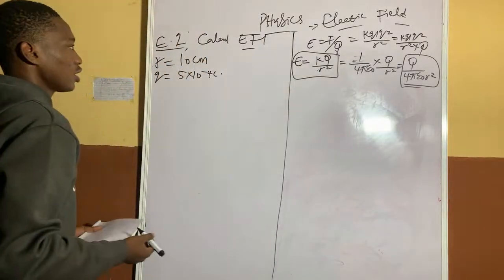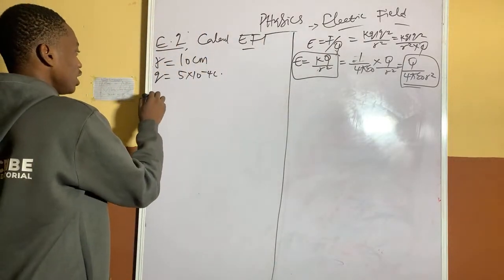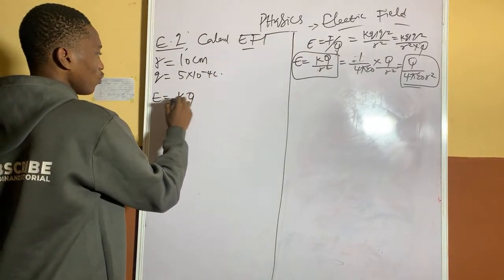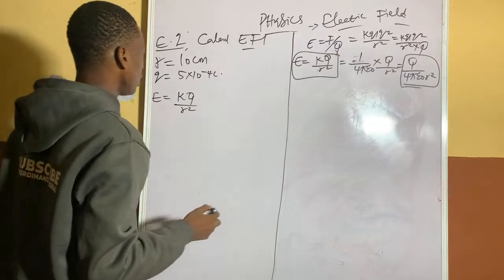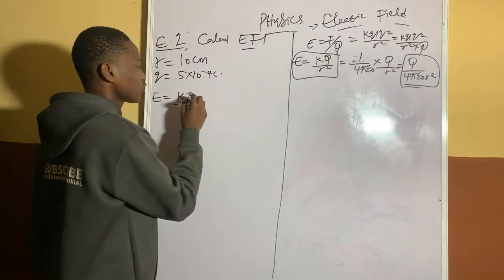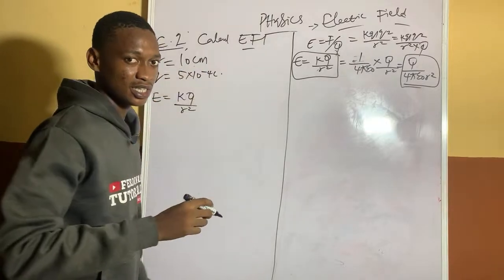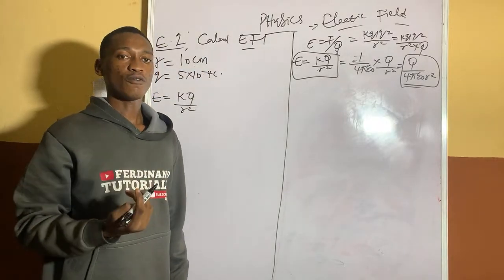So in this scenario, anywhere we see E, what are we going to put? We use KQ over R squared. Now remember that they gave us Q, they gave us R. This R here is in cm, so I'm going to convert to meter.